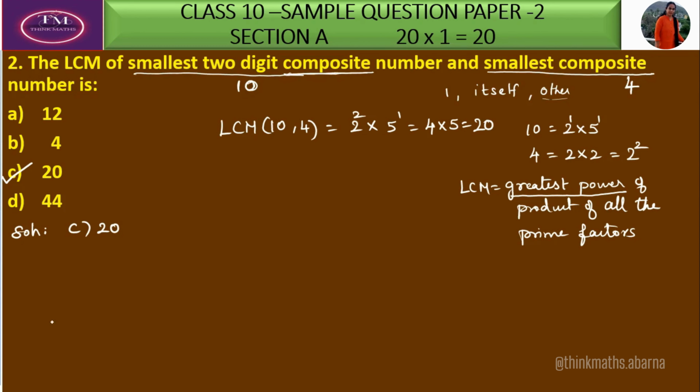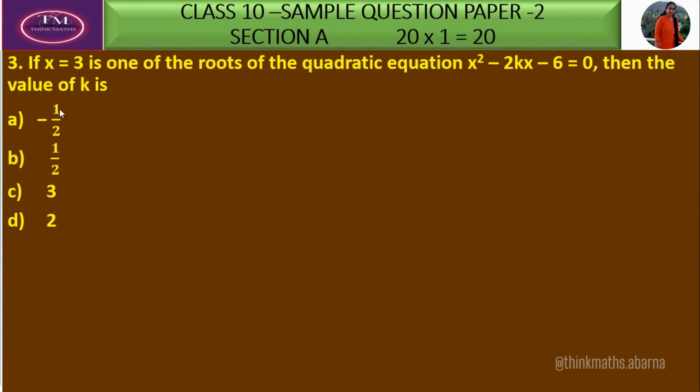Okay, children. So move on to the third question. If x equal to 3 is one of the roots of the quadratic equation x square minus 2kx minus 6 equal to 0, then the value of k is. So what is the equation given here? x square minus 2kx minus 6 equal to 0. Here x is equal to 3 is one of the roots. That means if you substitute x is equal to 3, we will get 0. So we can substitute x is equal to 3 here.